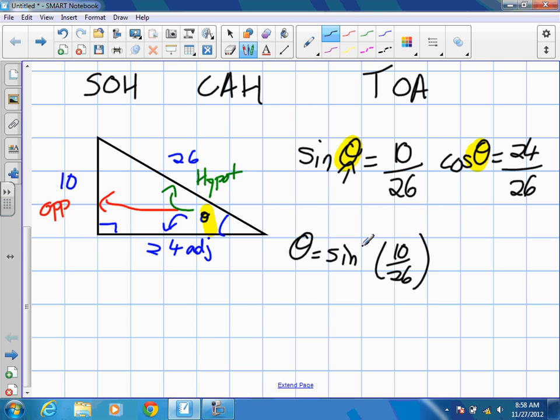And then the same idea, theta is equal to cosine inverse of 24 divided by 26. So we're going to put those in our calculators and figure out what theta is equal to and how close these two ratios end up becoming.